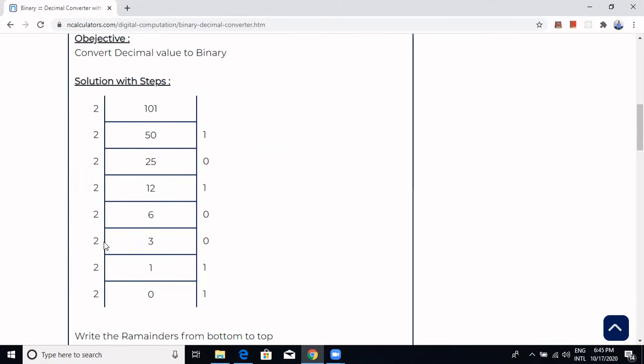3 you divide by 2, 1, but there's a remainder because 3 is an odd number. So 1, again, you remember the last step. It's very important. Don't stop there. 1, you have to divide by 2. Then you get 0 and remainder is 1.